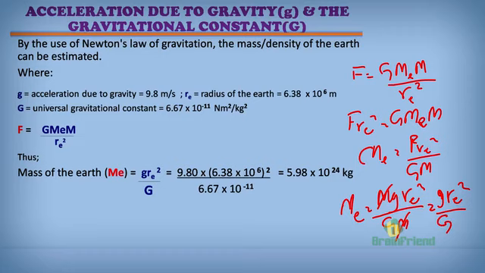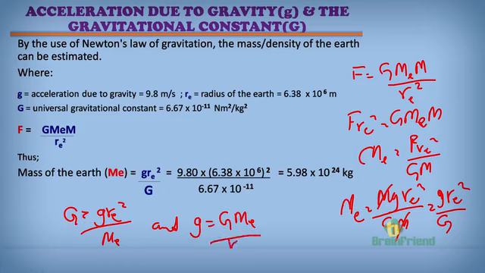Now, this is the mass of the Earth. From there, we can deduce the relationship between the capital G, which is the gravitational constant, and the small g, which is acceleration due to gravity. By so doing, we come to the point where we say capital G is equal to small g RE squared over the mass of the Earth. And the small g is simply capital G times the mass of the Earth over RE squared. And this is the relationship between the small g and the capital G.